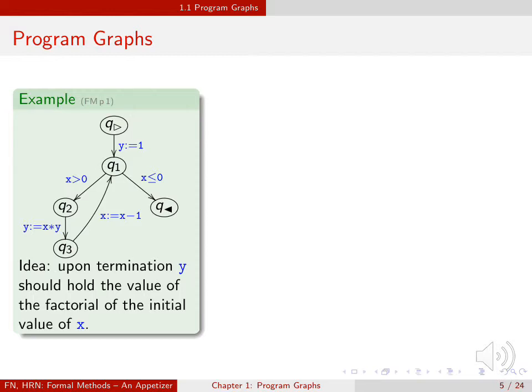And finally, the edge from Q1 to the final node is labeled pass if x is less than or equal to 0. This program is intended to compute the factorial of the initial value of x and leave the result in the variable y.